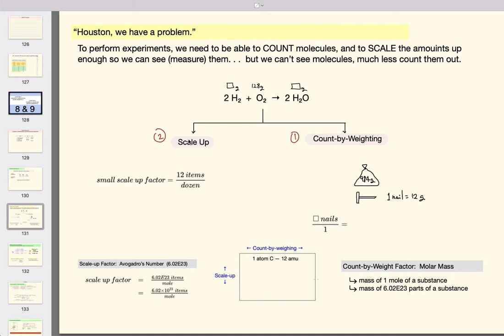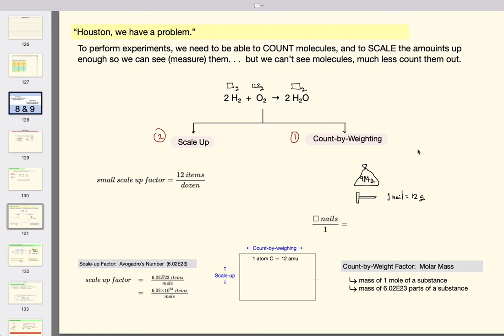And also, we have to be able to scale things up. This balanced chemical equation refers to individual molecules. We can't see at the molecular level. So what we're going to have to do is take two big lots of hydrogen and one big lot of oxygen to make two big lots of water. And I'm going to define in a moment what a large lot is, if you will. But first, let's look at the concept.